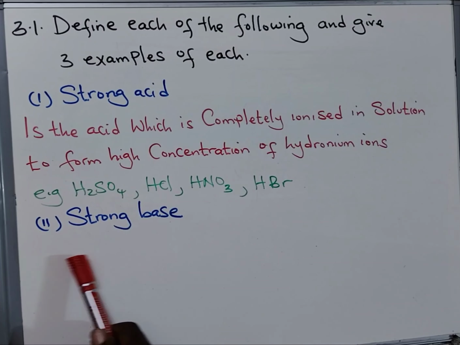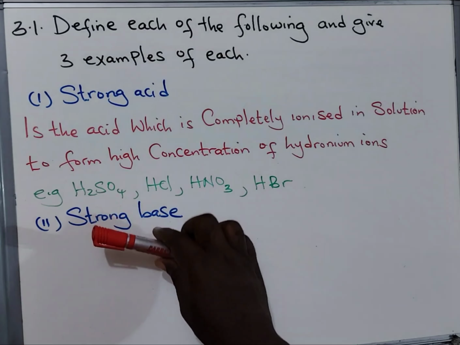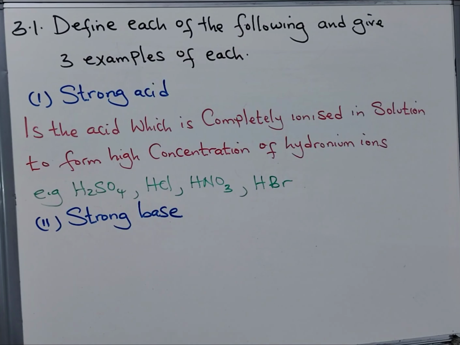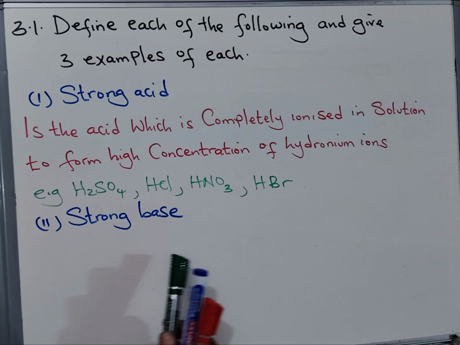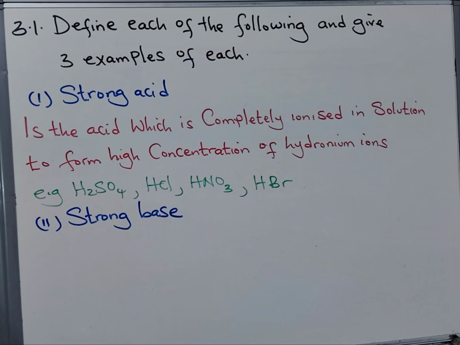So then comes this question, strong base. Define a strong base and give 3 examples. So how do you define a strong base? A strong base is the base which is completely dissociated. We normally use the term dissociated because most of the bases are existing in ionic form. They don't have to ionize. Because they already have ions, what happens is just separation of those ions. That's why most of the times we use the term dissociation.